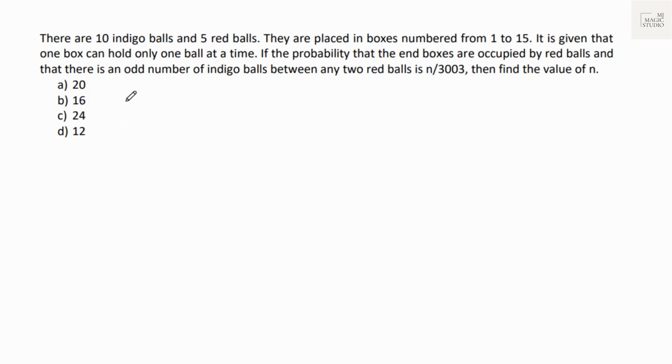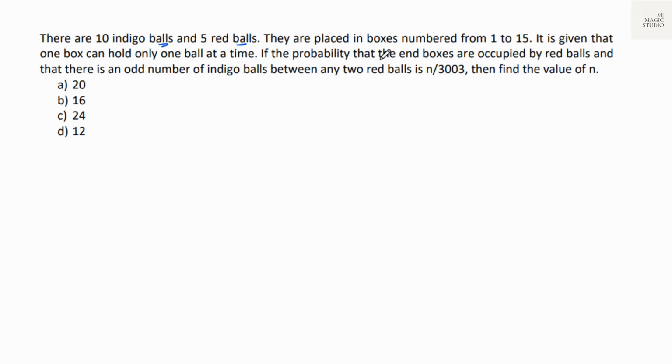Okay, let's see what we have. There are 10 indigo balls and 5 red balls. That means we have got 15 balls, out of which 10 are of the same color and 5 are of the same color. And these are balls, these are not human beings. That means they need to be treated as identical objects. They are placed in boxes numbered 1 to 15. It is given that one box can hold only one ball at a time.